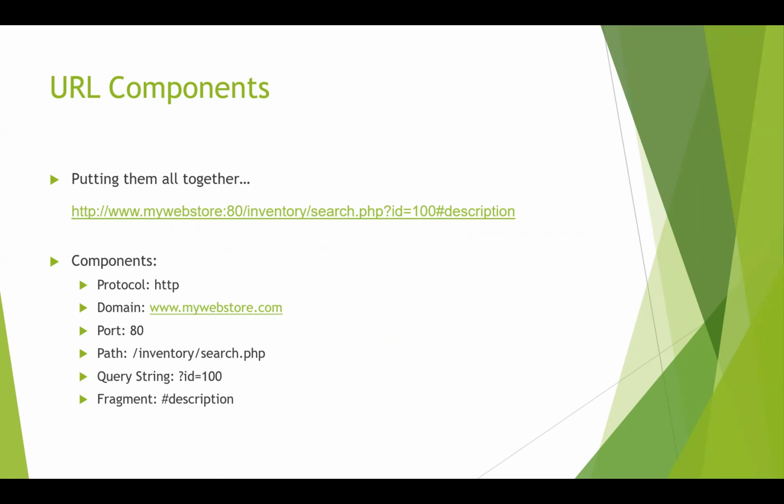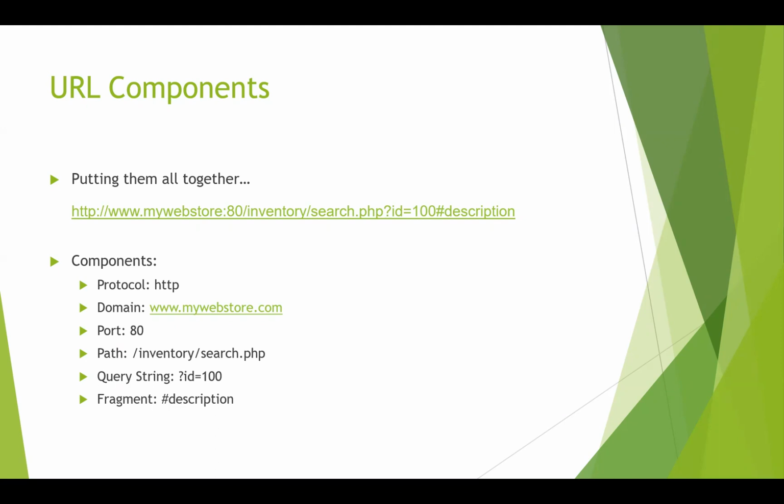You can see the domain there of www.mywebstore.com. I just realized there was a typo in this that I will fix before I post this. But we have then the port 80, and then the path of the inventory, and then the search.php, which is a PHP script that will allow for an argument to be passed. In this case, the query string of ID equal to 100.